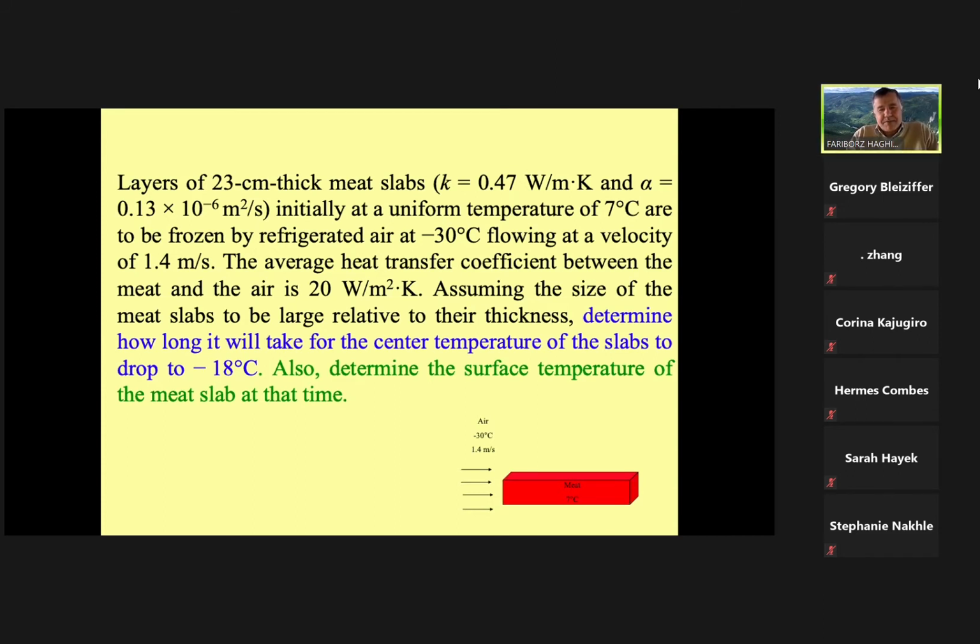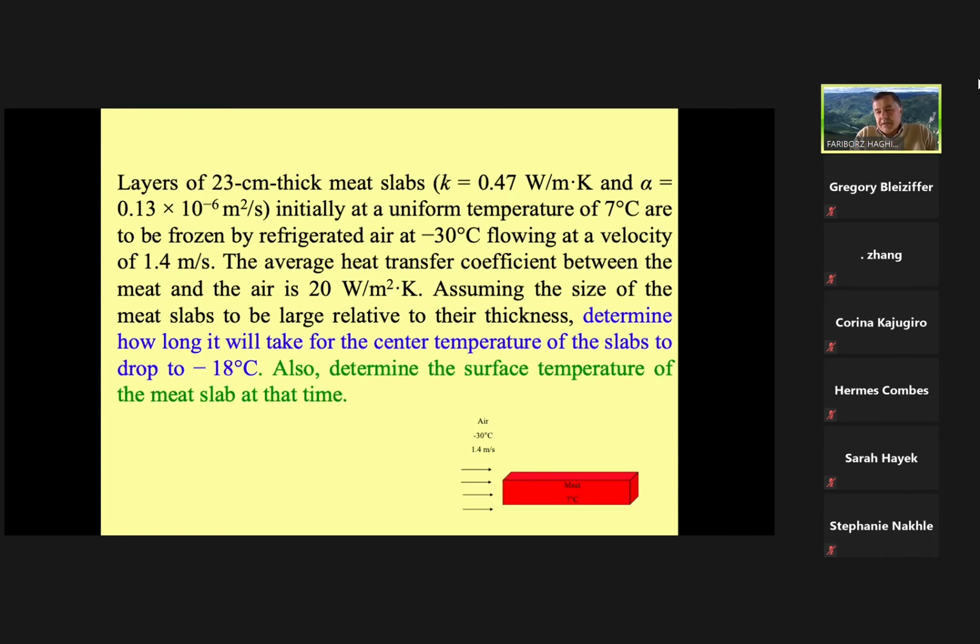Okay, because he mentioned determine the time. I have to calculate the Fourier number, but how can I calculate the Fourier number, sir? Good. Very good. I think first we have to check the Biot number if it's more than 0.1. Okay, good. Therefore, we are dealing with a transient problem.